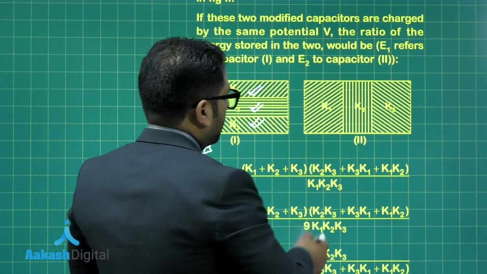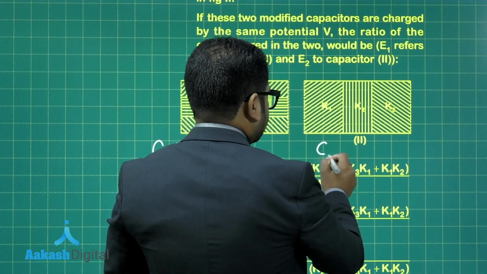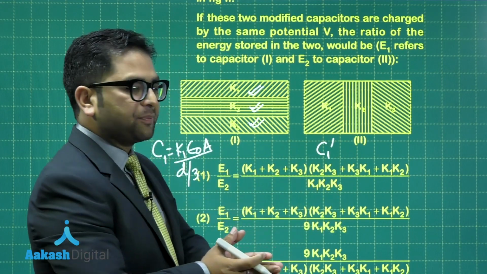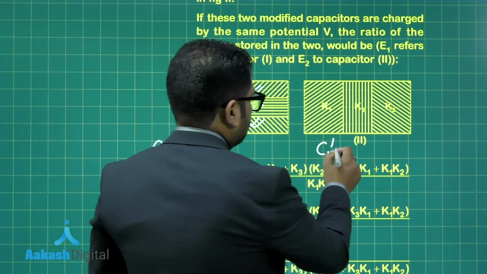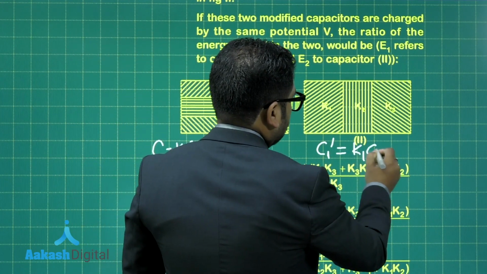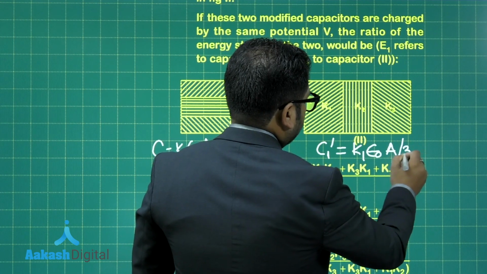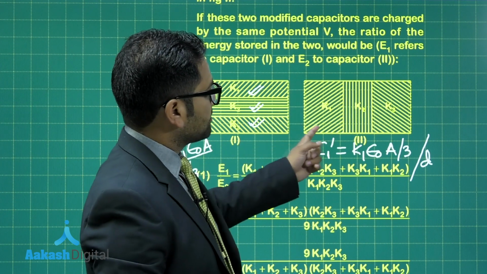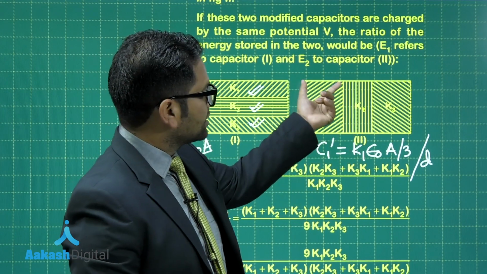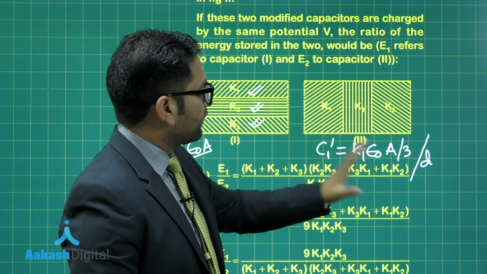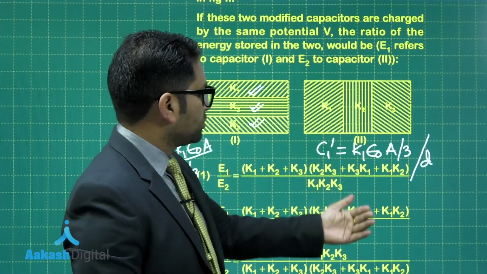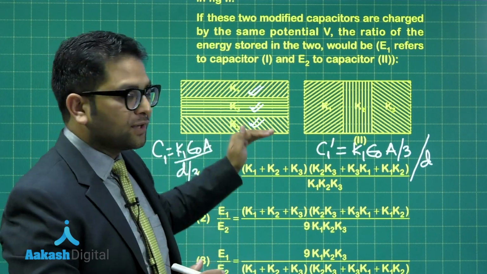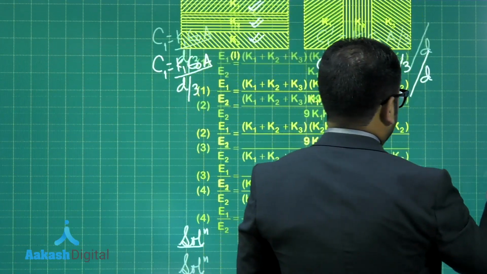And here, what would be the capacitance of this part? So just to avoid confusion, let me call it C1 dash. If I call this C1 dash, that will be K1 epsilon naught A by 3 divided by D. That's the capacitance of this arrangement. K1 epsilon naught, area is 1/3 of the A, divided by D. Likewise, C2 dash, C3 dash, we can calculate. So what we have done is that the individual segment of the capacitance we've calculated.